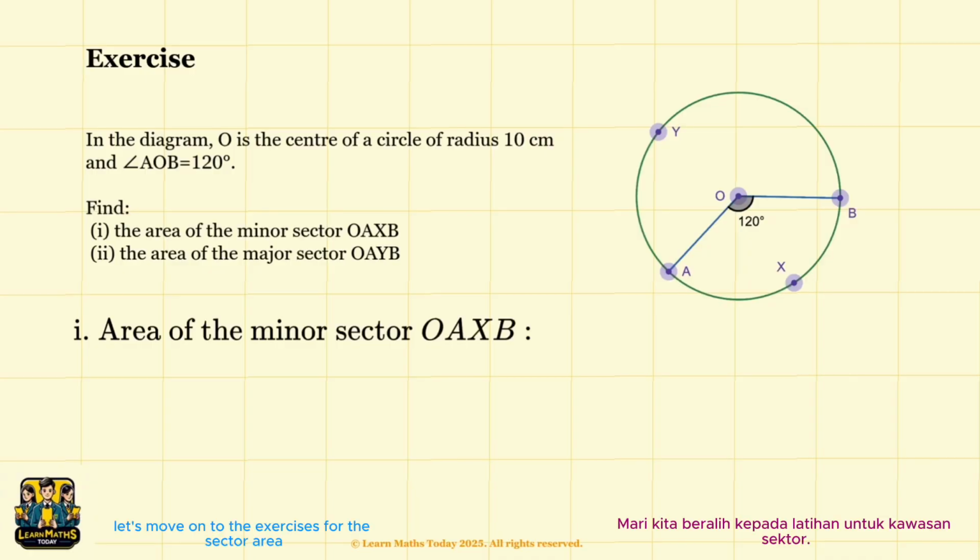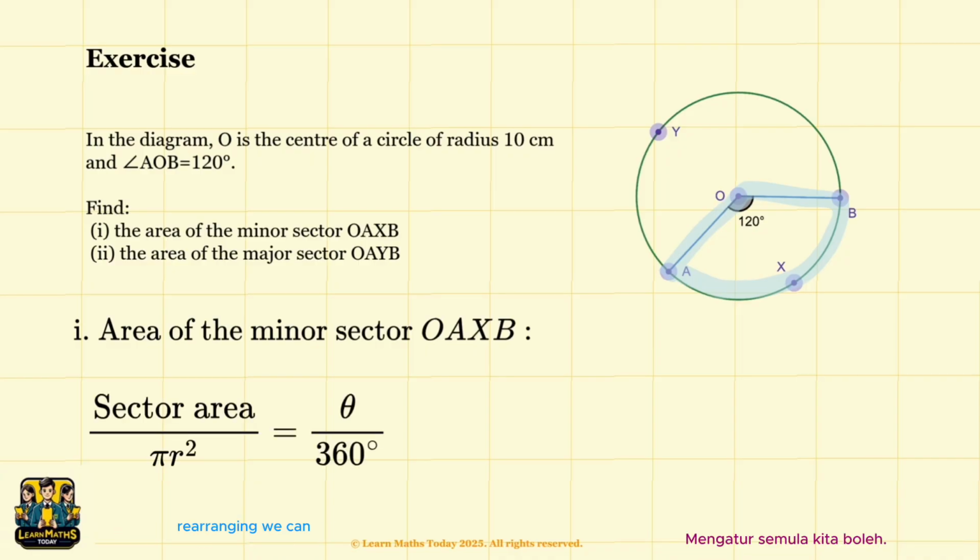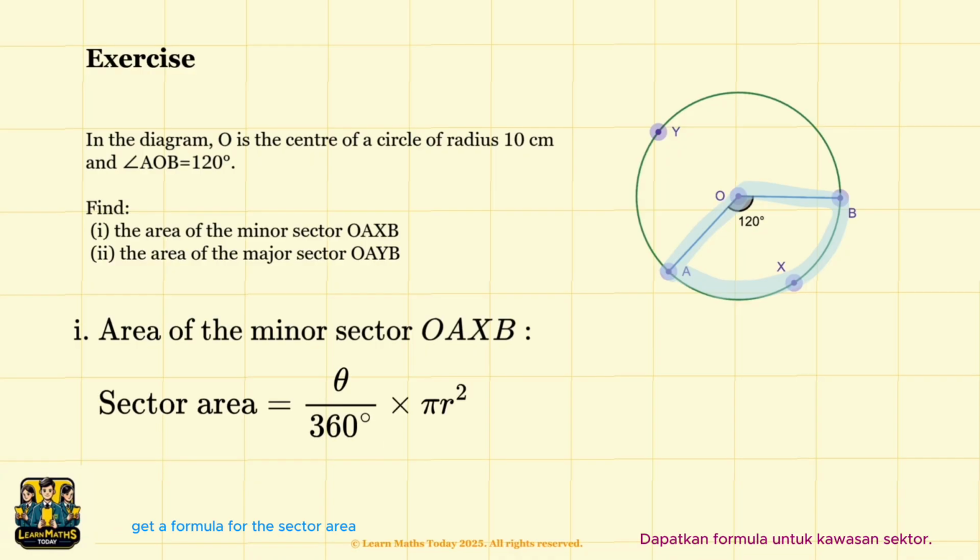Let's move on to the exercises for the sector area. Take a moment to pause and understand the question. So now we need to find the area of the minor sector OAXB, which is this region. To do that, let's remember the ratio relationship between the sector area and the angle. Rearranging, we can get a formula for the sector area.